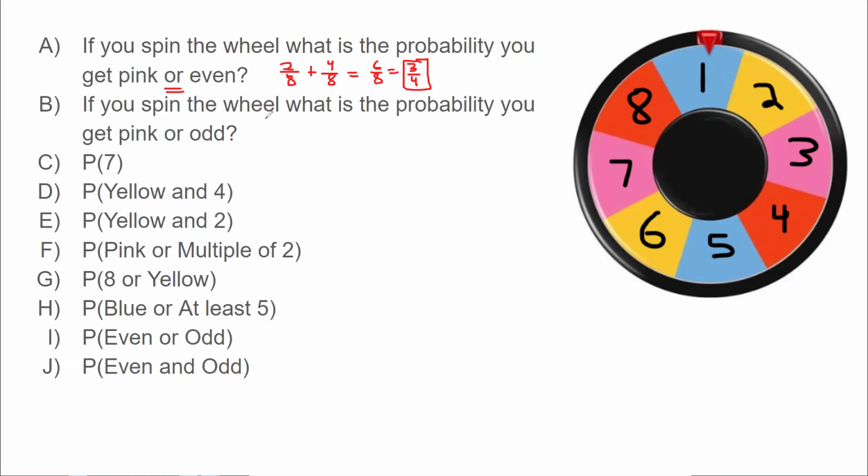Okay, if you spin the wheel, what is the probability you get pink or odd? So again, or, so pink is 2 out of 8. Odd is 4 out of 8. But this time you can get both pink and odd. In fact, both pink are odd. So 2 out of 8 of them are both pink and odd. So I need to subtract 2 out of 8. That's 6 minus 2 is 4 out of 8, which is 1/2.